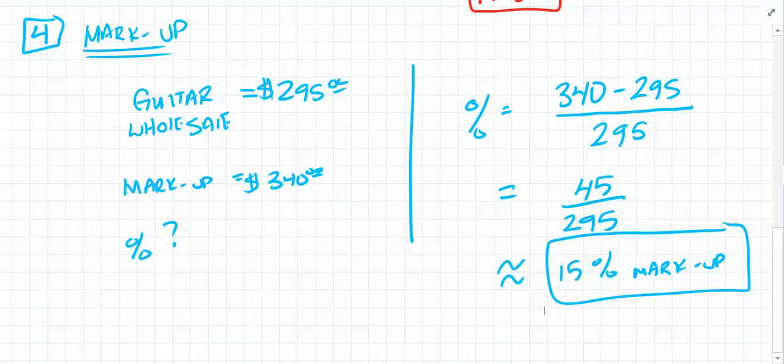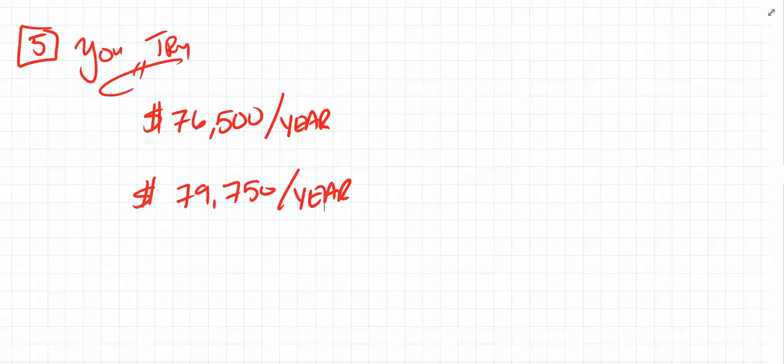Okay, so here's the setup for the U-Tribe. One year at your job, you're making $76,500 in salary every single year. The next year, you get a raise to $79,750 in your salary per year. How much has your salary increased? By what percent? What's the percent of your raise? Okay, so you went from making $76,500 to $79,750. What is the percent of the raise that you have now gotten?